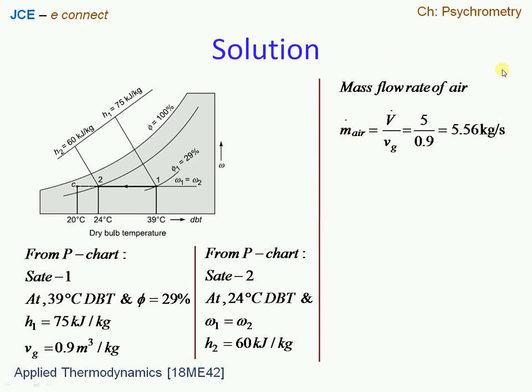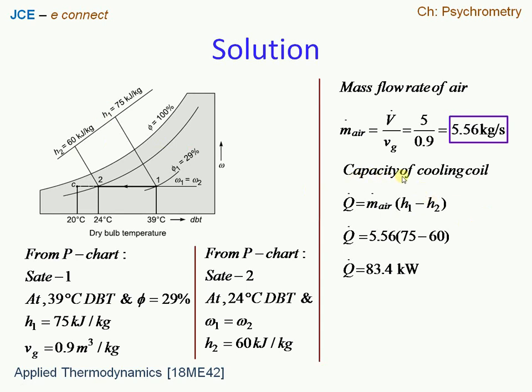Therefore, the capacity of the cooling coil is equal to the mass flow rate of air multiplied by the change in enthalpy. So Q dot, the rate of heat transfer, is given as mass flow rate of air into the difference in enthalpy. We have mass flow rate of air as 5.56 into the difference in the enthalpy. We get the rate of heat transfer as a result of cooling, and we see that it is 83.4 kilowatts.